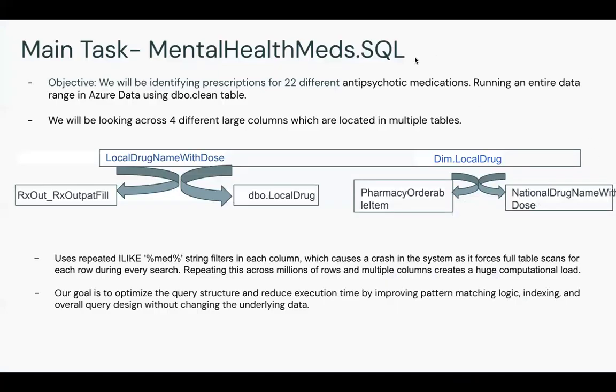So the main task for this assignment is using the mental health meds.sql query that was given. We will be identifying prescriptions for 22 different medications and running an entire data range. I used Azure Data Studio to do this, and we will also be using dbo.clean table to go over and sort the different medications. So we will be looking across four different columns, which I have listed here.